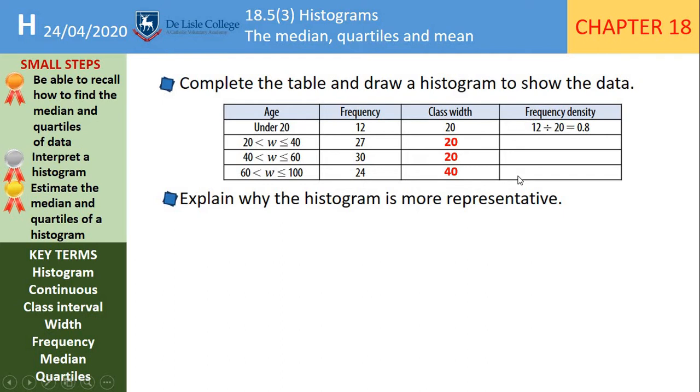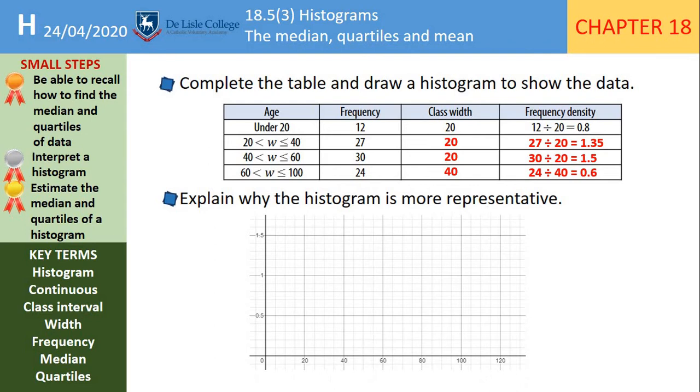Now let's work out the frequency densities. So it's the frequency divided by the class width. So 27 divided by 20 to give me a frequency density of 1.35. The next one, 30 divided by 20 to give me 1.5. And 24 divided by 40 to give me 0.6.